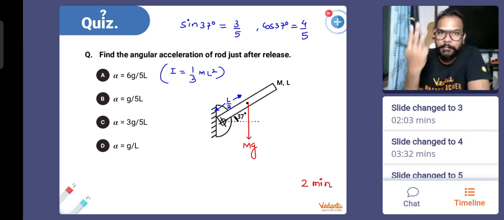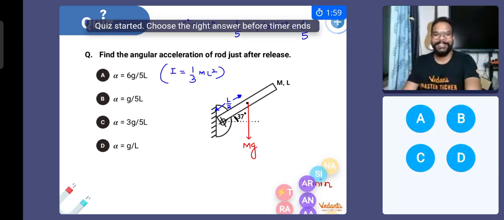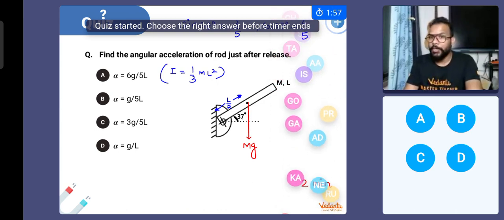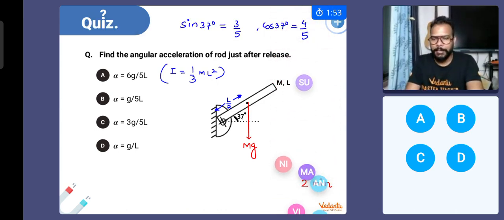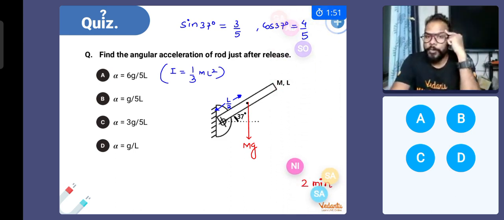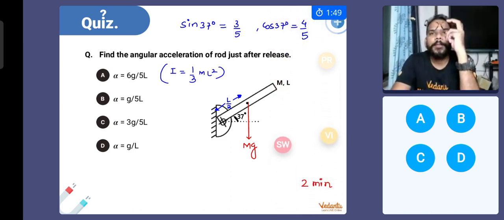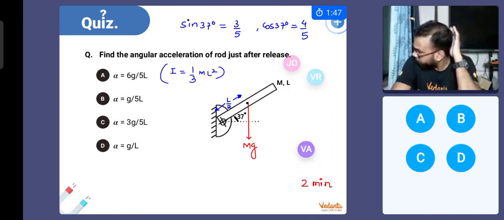Giving you 2 minutes and the time starts. 3, 2, and here we go. Come on, people. Don't rush. Don't rush. Okay, jaldi nahi karo. Aram se solve karo. Make sure that you are reaching to the answer and you're absolutely sure that's the answer. Question requires actually you to think more rather than mathematics. Mathematics will not be much. I'm giving the value of sin 37, cos 37, whatever you require.